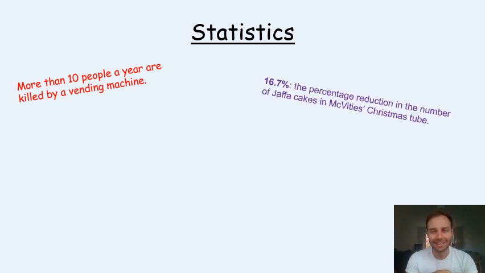One for your nan. If your nan is the sort of person that says every Christmas that the size of certain chocolate bars is getting smaller, then actually she's right, because 16.7% is the percentage reduction in the number of Jaffa cakes in the McVitie's Christmas tube. So they've removed 16.7% of the volume of the Jaffa cakes in total from that tube. It's the same size tube, but they've got less Jaffa cakes in. So your nan is right.